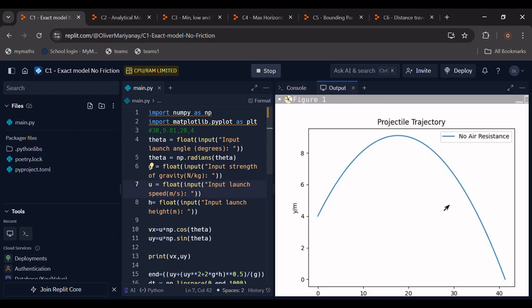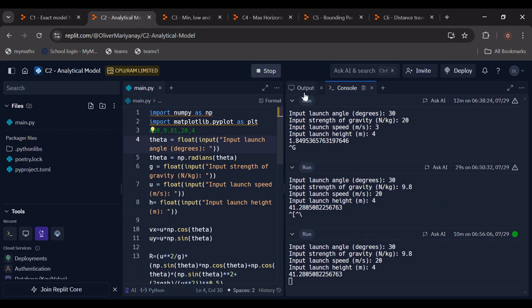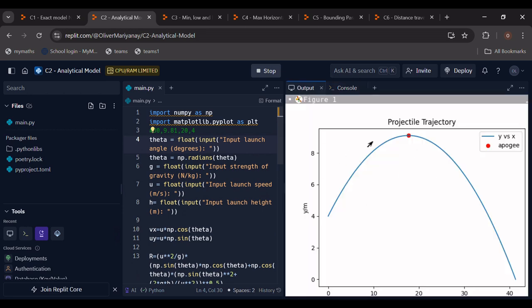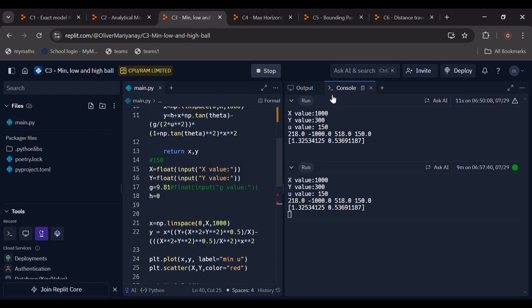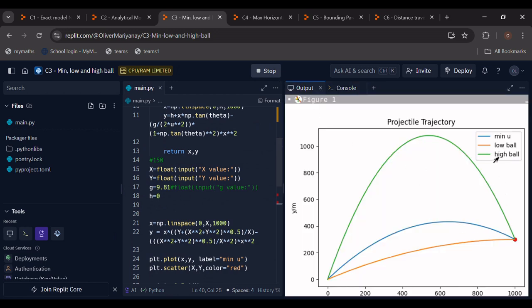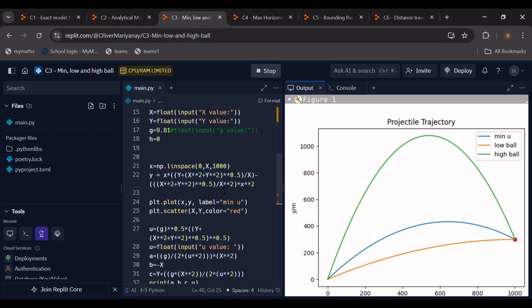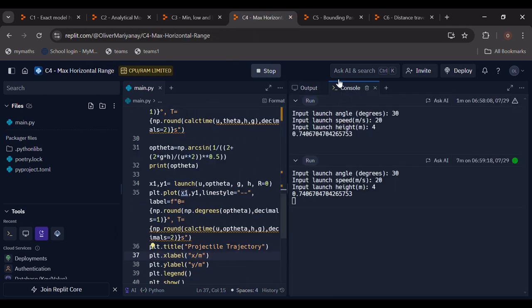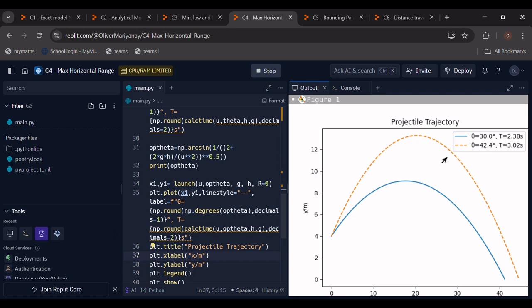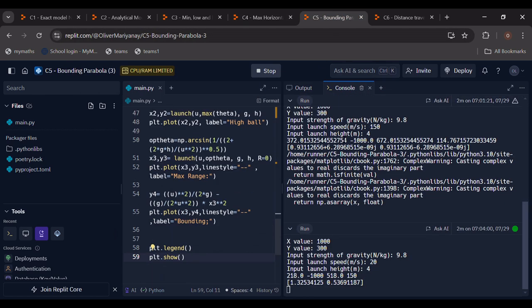The first and second are just standard projectile trajectories with no air resistance, but the second is done analytically with an apogee, while the first is numerical. The third one gives you the highest and lowest possible angle trajectories along with the minimum speed trajectory. The fourth gives you the optimal angle trajectory along with your input, which I've pre-inputted here for the sake of speed.